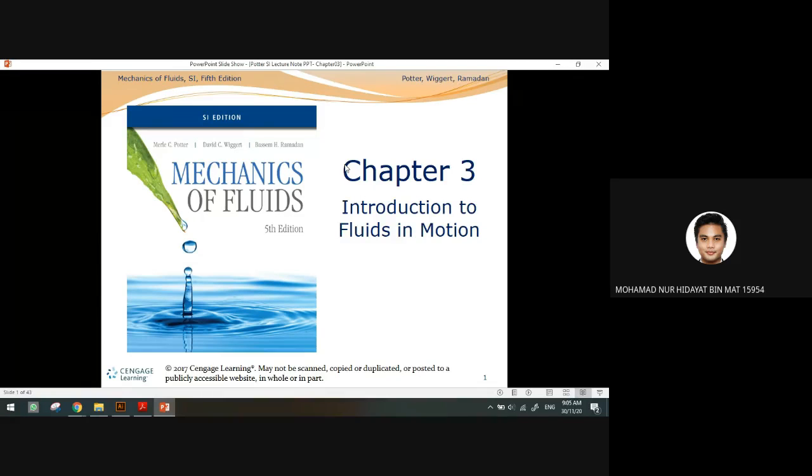Okay, now we're going to go deep into chapter 3, which is the introduction to fluid in motion. In the previous chapter, we learned about fluid static or fluid at rest, where we assume the fluid has no motion at all. However, in this chapter, we're going to explore fluid in motion.